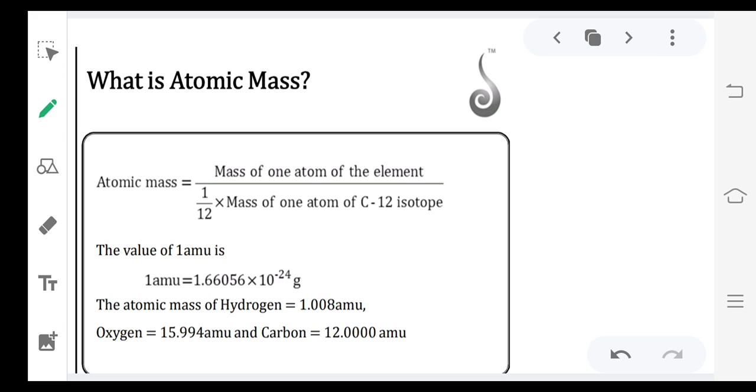Next, important concept, what is atomic mass?